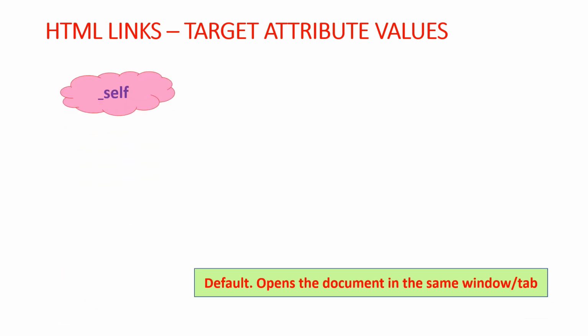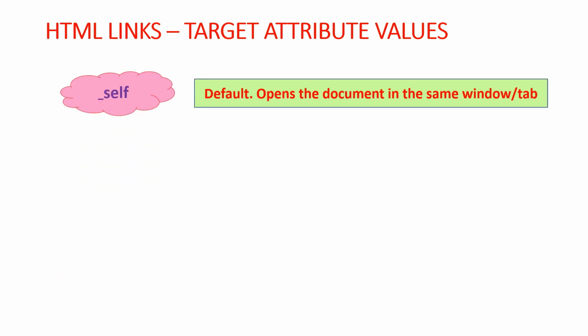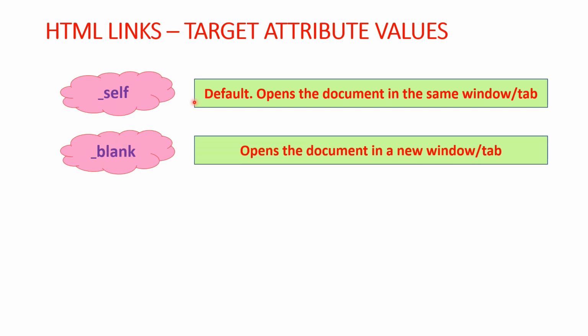First one is _self. This is the default value of the target attribute and it will open the document in the same browser window or tab. The second one is _blank. It will open the linked document in a new browser window or tab.